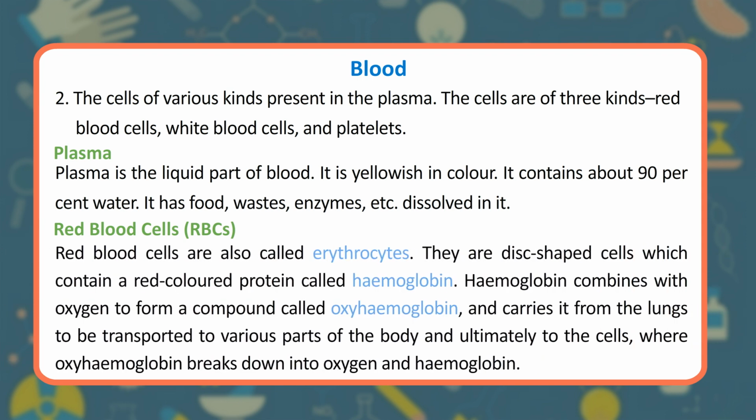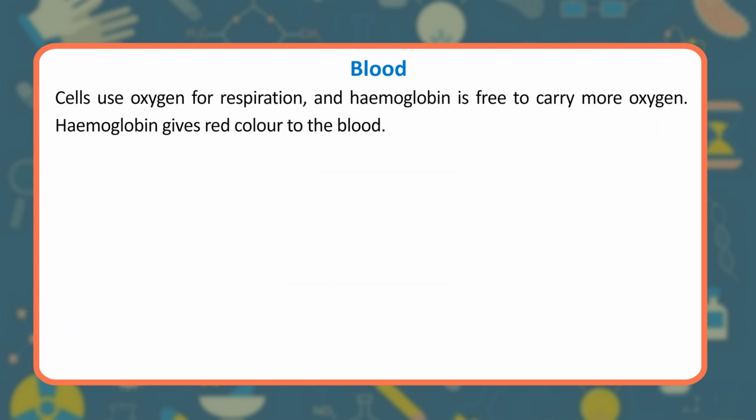Red blood cells are also called erythrocytes. They are disc-shaped cells which contain a red-colored protein called hemoglobin. Hemoglobin combines with oxygen to form a compound called oxyhemoglobin, and carries it from the lungs to be transported to various parts of the body and ultimately to the cells, where oxyhemoglobin breaks down into oxygen and hemoglobin. Cells use oxygen for respiration, and hemoglobin is free to carry more oxygen. Hemoglobin gives red color to the blood.